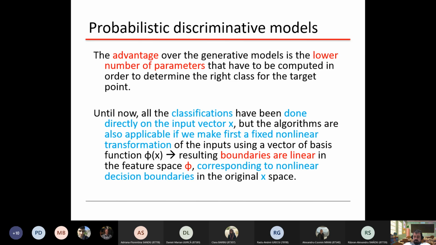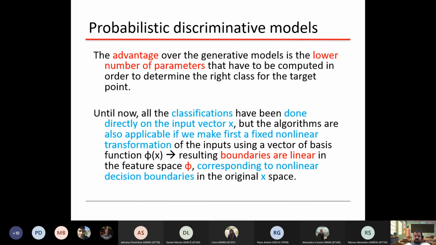Now we'll get to the last part, the probabilistic discriminative models. The advantage over the generative models that we just presented is the lower number of parameters that we have to compute in order to determine the right class for the target. And as I told you, this is the reason why we left this class for the end.